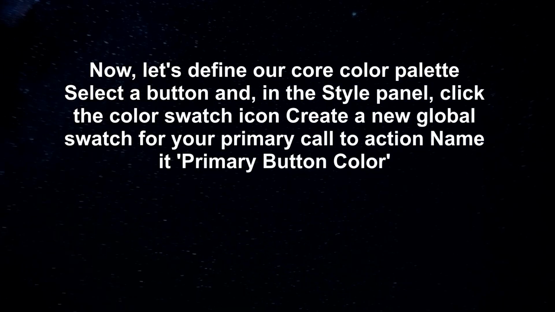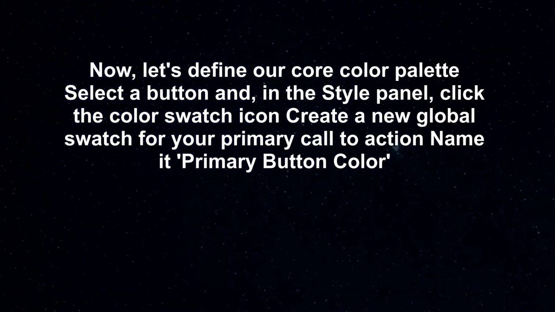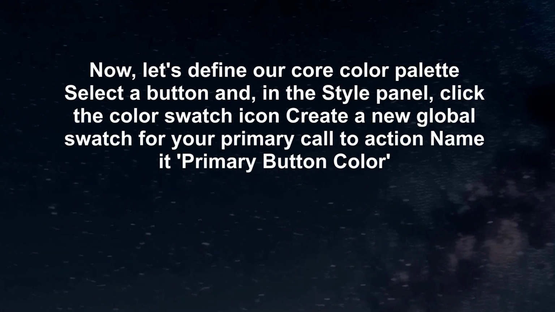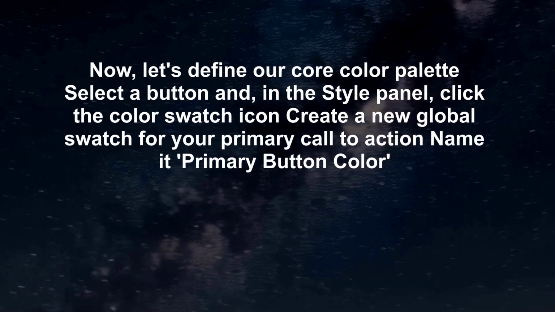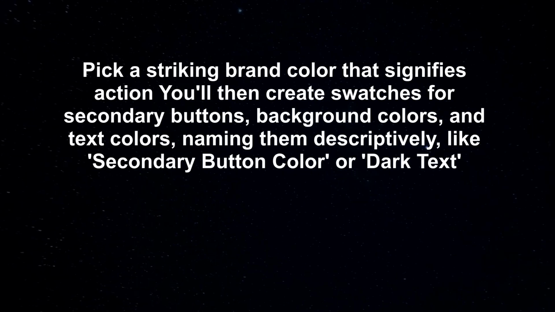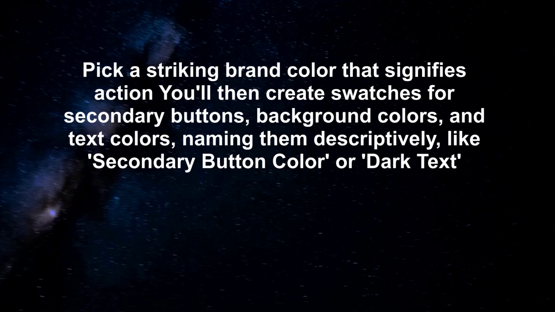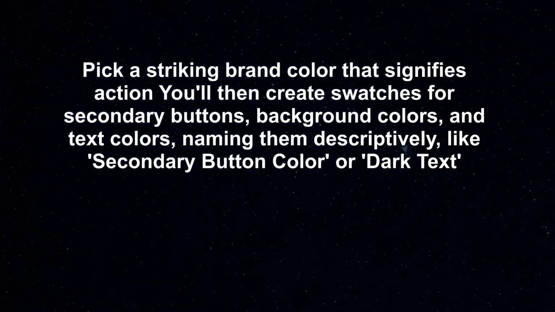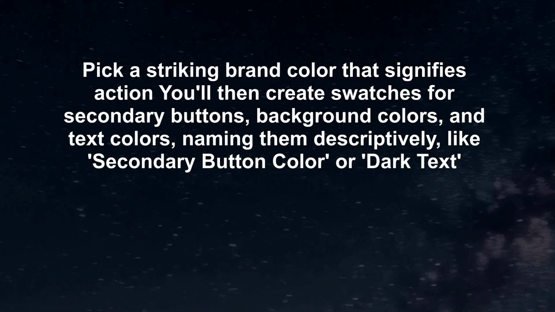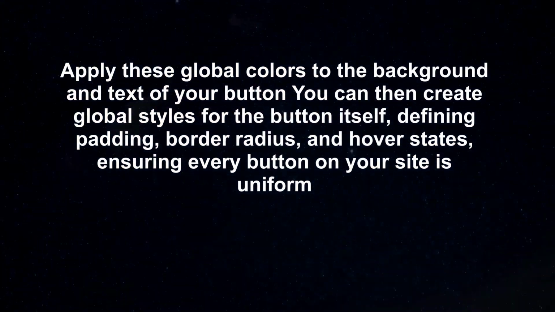Now, let's define our core color palette. Select a button, and in the Style panel, click the color swatch icon. Create a new global swatch for your primary call to action. Name it Primary Button Color. Pick a striking brand color that signifies action. You'll then create swatches for secondary buttons, background colors, and text colors, naming them descriptively, like secondary button color or dark text. Apply these global colors to the background and text of your button.